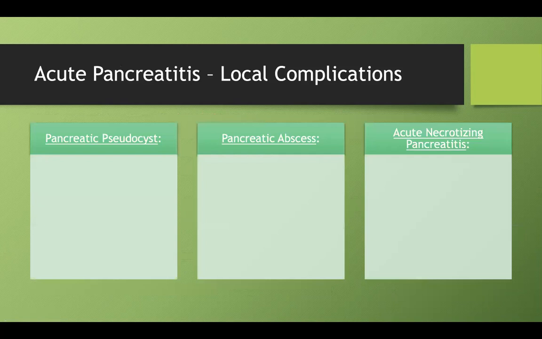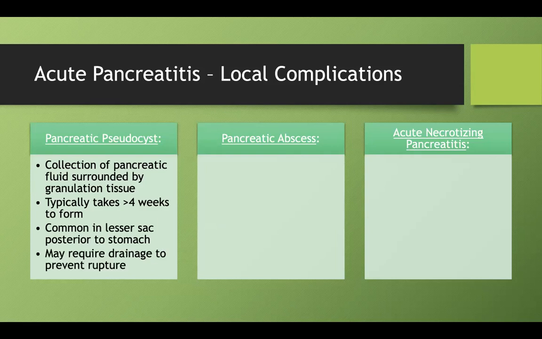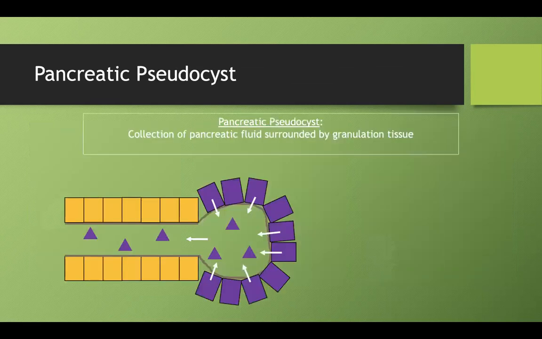There are a few local and systemic complications that they do like to test for step 1. So a pancreatic pseudocyst is a collection of pancreatic fluid surrounded by granulation tissue. These usually take a few weeks to form, so at least 4 weeks to form, and they're common in the lesser sac posterior to the stomach. Because these cysts can get very large and stay for quite some time, they may require drainage if it's large enough, because the walls aren't super strong.